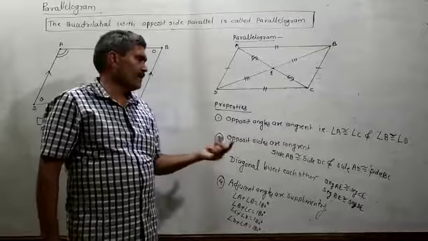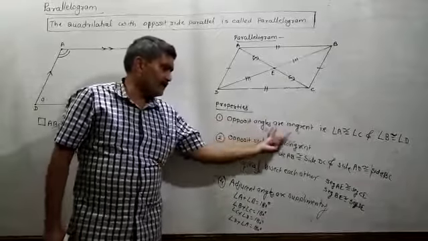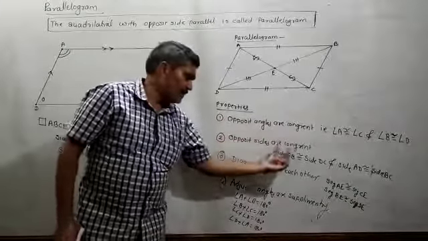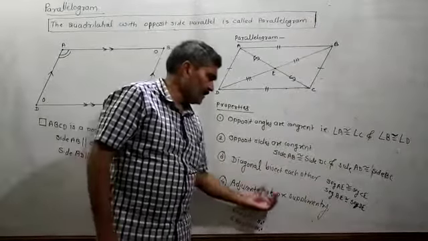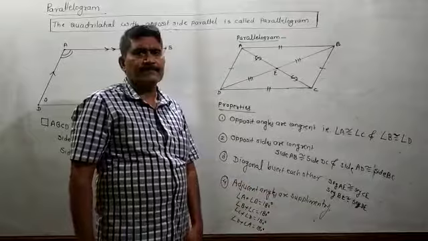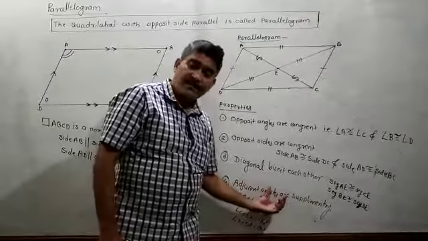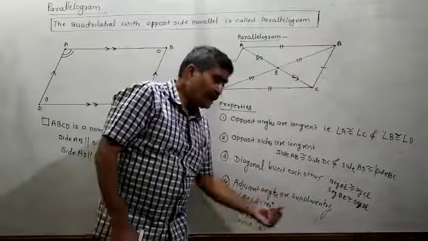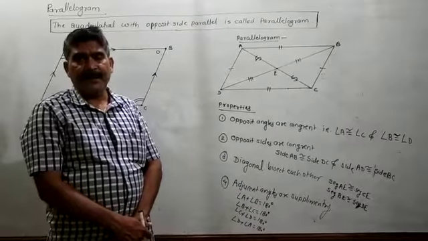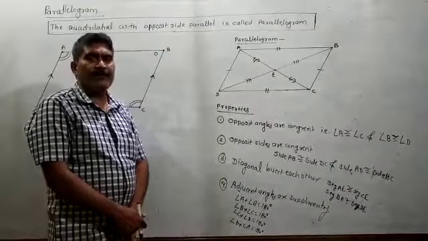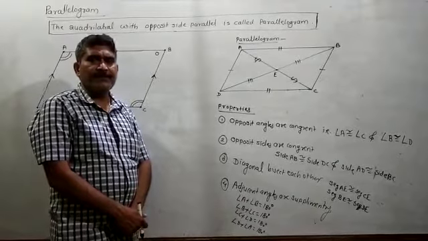Again I will repeat the properties: opposite angles are congruent, opposite sides are congruent, diagonals bisect each other, and adjacent angles are supplementary, means their sum is 180 degree. I think you understand all the properties and the definition of the parallelogram.